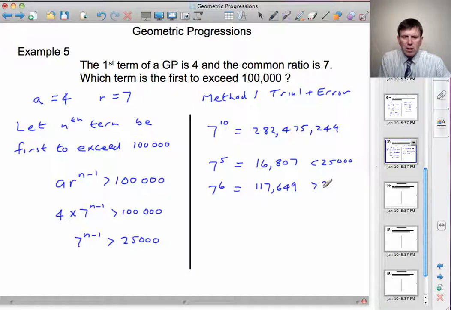And this one is greater than 25,000. So that's when the inequalities become true. We've gone past the 25,000, so it means that 6 must be this n minus 1. So n must be 6 plus 1. So n is 7. So it's the 7th term that is the first one to exceed 100,000.